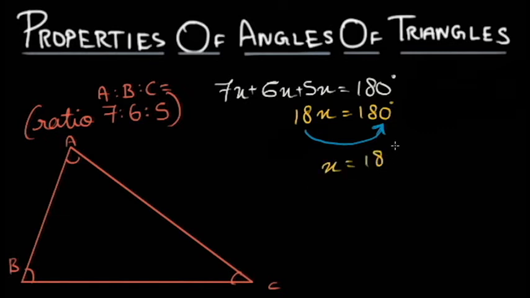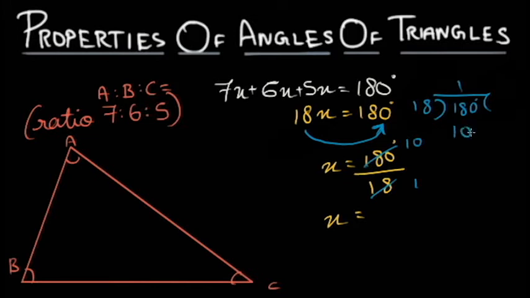So x is equal to 180 degrees divided by 18. And once we solve this, since 18 times 1 is 18 and 18 times 10 is 180, you can either do it this way or you can actually do long division. They will both give you the same answer. 180 divided by 18, that gives 1. Bring down 0, 18 doesn't divide 0, and we're left with 1.